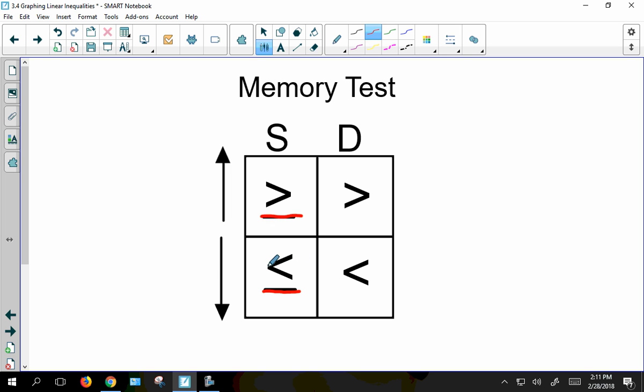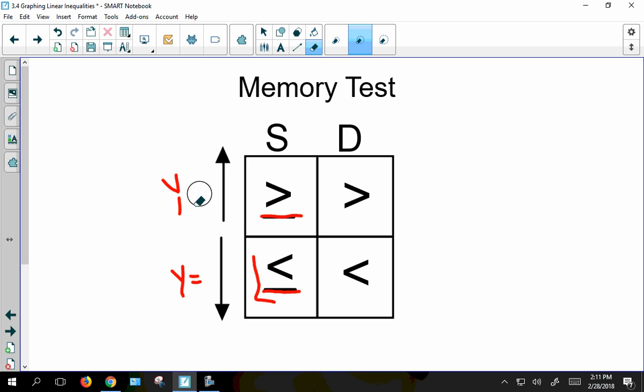If it is less than, you shade below. If it's greater than, you shade above. Now, your Y equals is going to be over here. Oh, sorry. That's wrong. We don't have equal signs. We have inequalities. Your Y is going to be over here. Now, here's what you need to know about this.